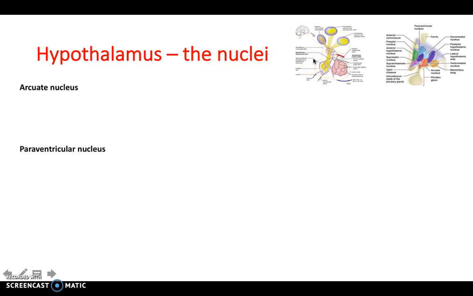So, the arcuate nucleus, the paraventricular nucleus, the ventromedial nucleus, and the supraoptic nuclei are the ones that I think are probably most important that you get your head around, and actually probably the ones that are most related to hunger and food regulation within our bodies.